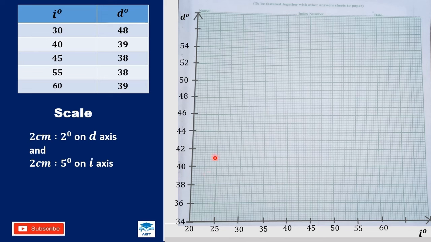For the first point, we have 30 on the I axis and 48 on the D axis meeting here. The next one, we have 40 on the I axis and 39 on the D axis. 39 will fall between 38 and 40, so we'll put a point here. The next one, 45 on the I axis and 38 on the D axis, so we'll put a point here. The next one is 55 on the I axis and 38 on the D axis. And the next one is 60 on the I axis and 39 on the D axis. And we draw a smooth curve.